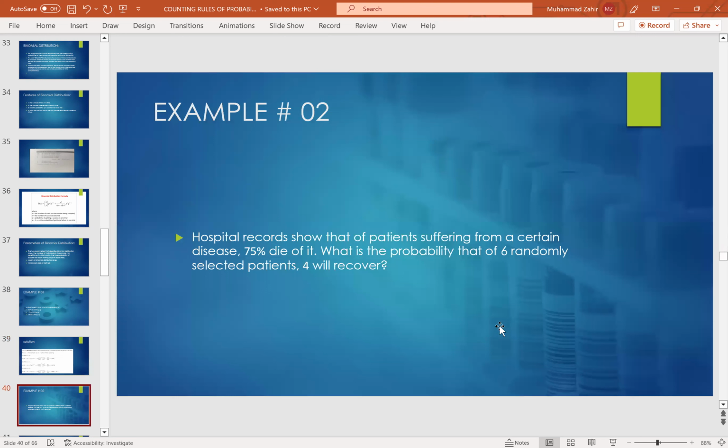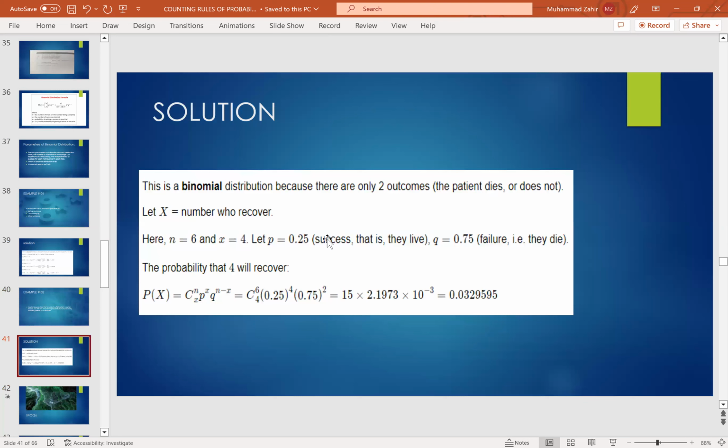In the next example, hospital records show that of patients suffering from a certain disease, 5% die of it. What is the probability that of 6 randomly selected patients, 4 will recover? In this scenario, we use the binomial distribution, because there are only two outcomes: the patient dies or doesn't. So let x be the number who recover, where n is 6, x is 4, and p is 0.25, the success that they live. q is 0.75, the probability that they die. For the probability that 4 will recover, we put in all these values and the answer is 0.032.